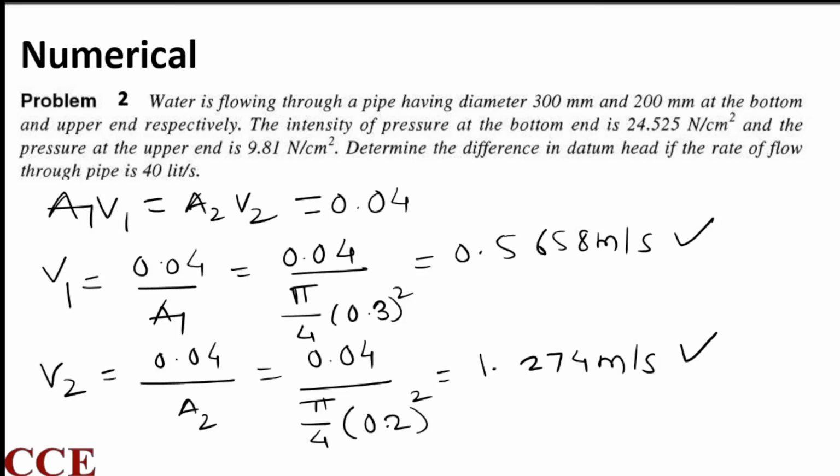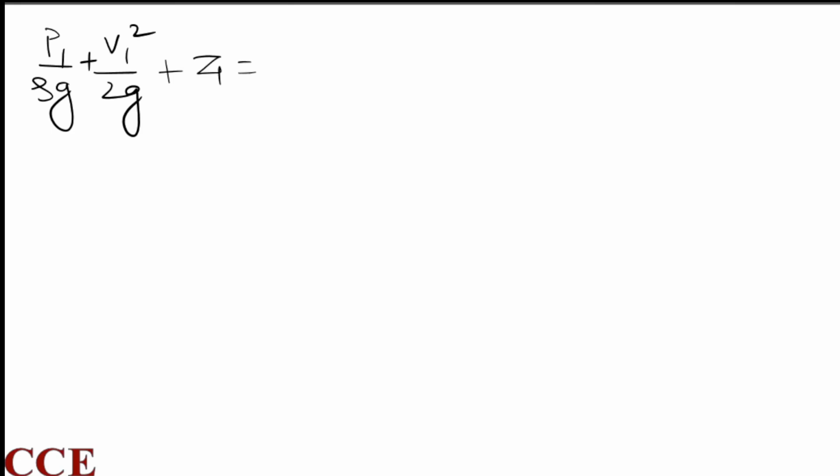what will happen if we apply Bernoulli's equation? Just 1 minute. So we'll apply Bernoulli's equation: P1 by rho g plus V1 square by 2G plus Z1, this is the inlet side, is equal to P2 by rho G plus V2 square by 2G plus Z2. Now putting the values step by step, we'll solve the numerical.